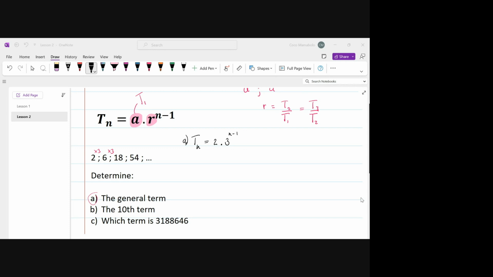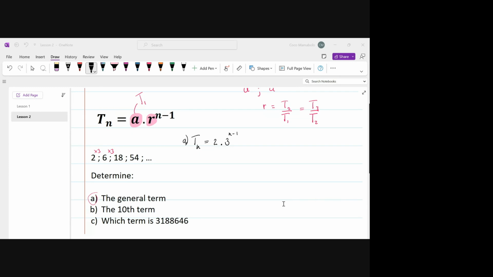Okay, lovely. Okay, remember, Abu? T2 over T1. So the second one over the first one. Just like we did with common difference, T2 minus T1, not the other way around. Okay. All right, so that's our general term.